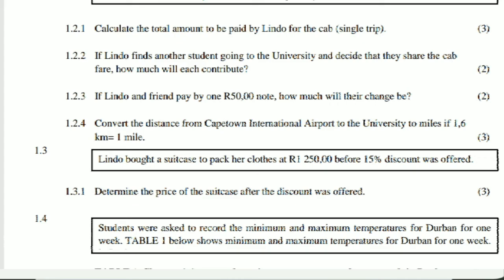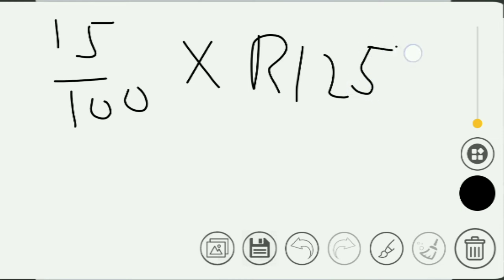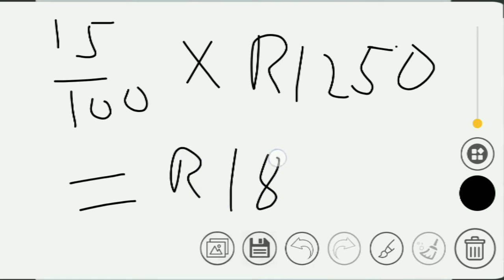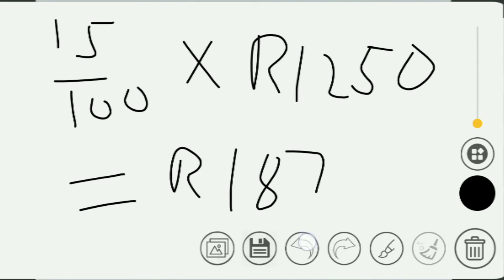We first start by checking the amount of discount. We're checking the discount first, which is 15% or 15 over 100 multiplied by the initial amount, 1250, which is equal to 187.50. So this is the discount. It's not the final answer, it's the discount. So we are done with the discount.